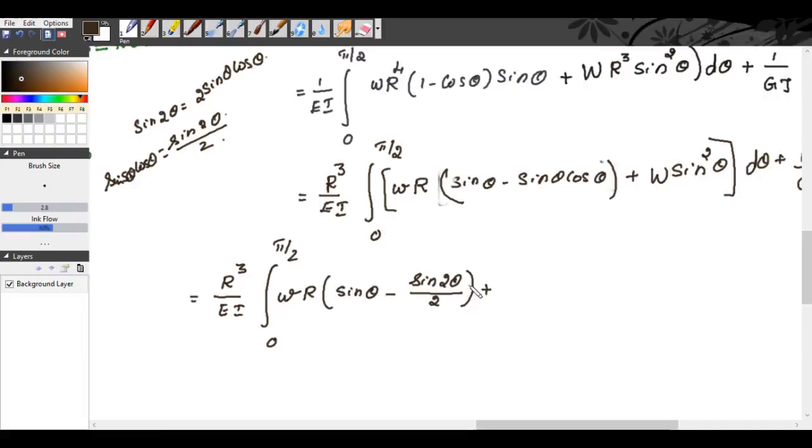Plus W into sin square theta. We know sin square theta plus cos square theta is equal to 1. So sin square theta is equal to 1 minus cos square theta.